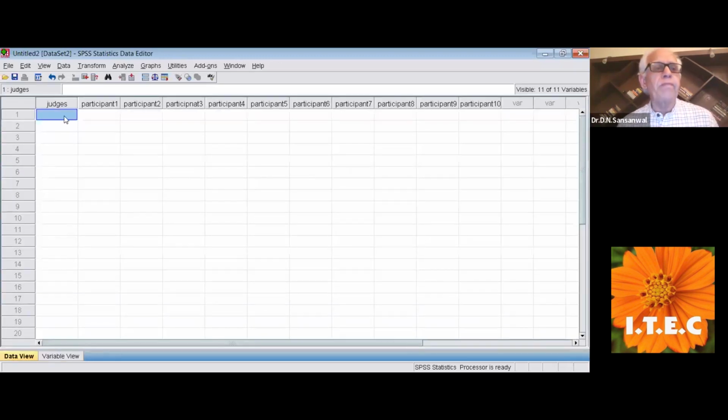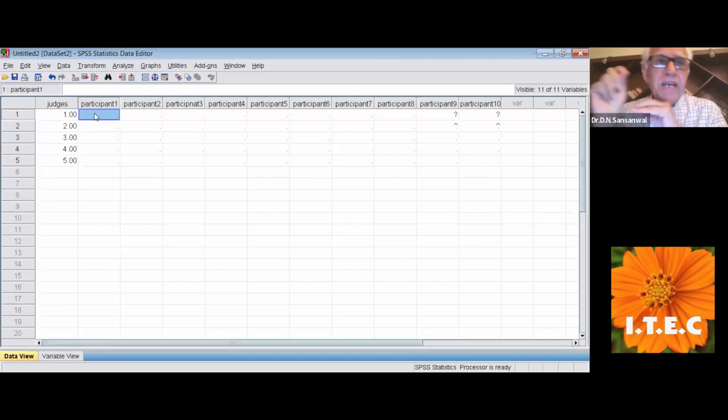Now we go here. This is my judge 1, and this is just 2, 3, 4, and 5. Now participant 1 is being rated, and the rating is up to 10. Maximum is 10 and minimum is 1. So higher the score, the higher the rating. Please remember, if some rater gives 10, another rater gives 5, then 10 is higher than 5.